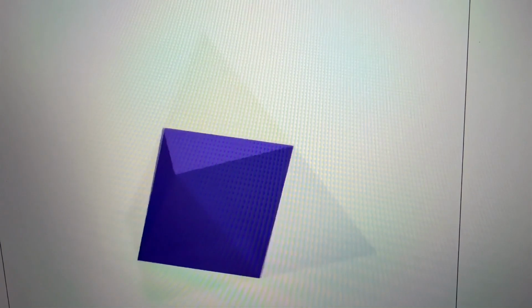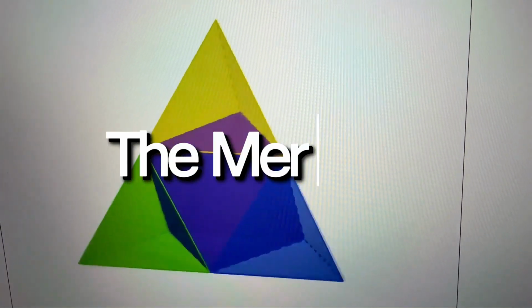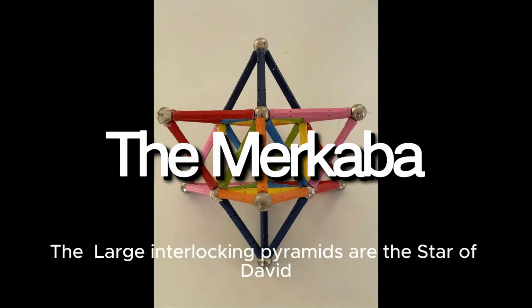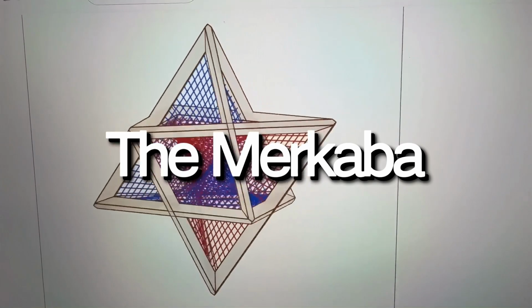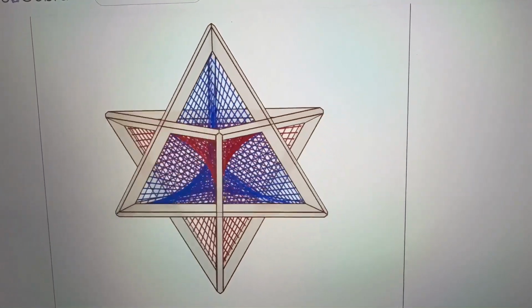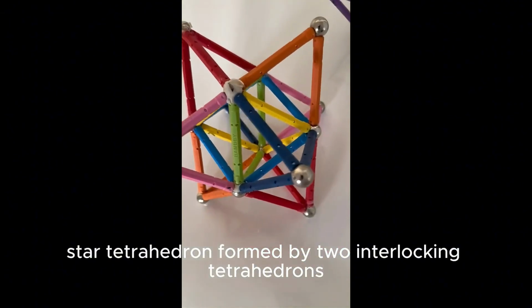The large interlocking tetrahedrons are formed by 3 pairs of small tetrahedrons, sitting on opposite sides of the octahedron. The large interlocking pyramids are the Star of David, or the Merkaba. The Merkaba is believed to be sacred geometry. It is a 3-dimensional star tetrahedron formed by 2 interlocking tetrahedrons.